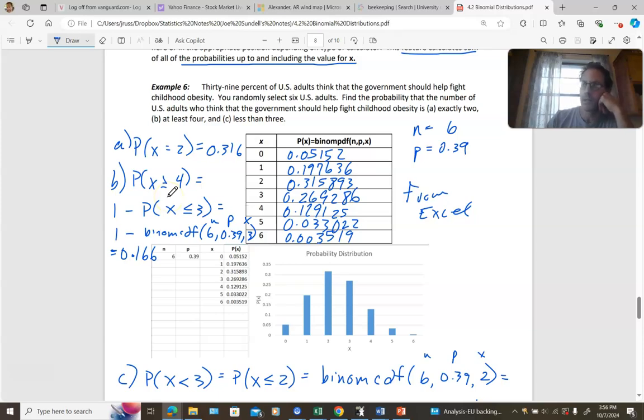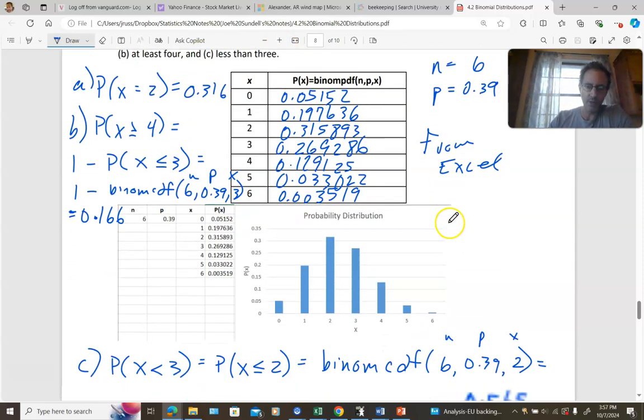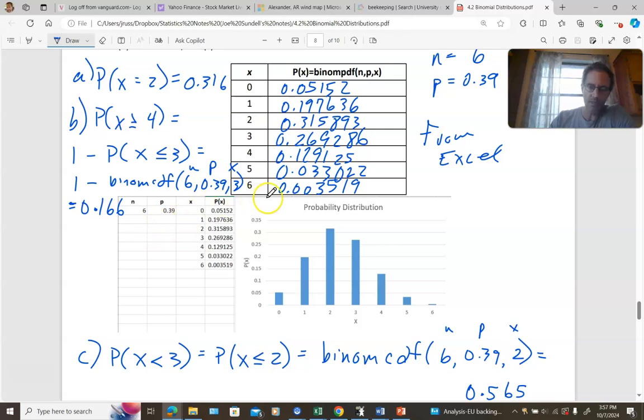Because remember, the whole idea is, sometimes it's easier, instead of calculating the probability that an event will occur, to calculate the probability that the event will not occur, and that's essentially what we're doing right here. Okay, so anyway, before we move on, I pasted this in the notes.